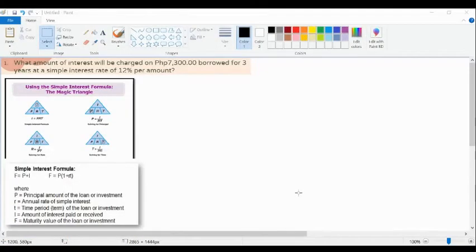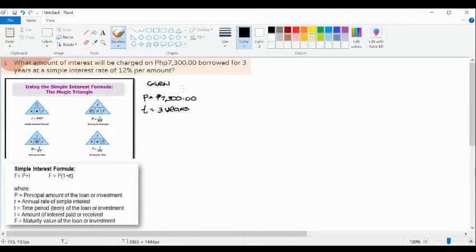First example, what amount of interest will be charged on 7,300 pesos borrowed for 3 years at a simple interest rate of 12% per annum? So on your left side, these are the formulas that we are going to choose from, okay? So let's identify what are the givens. So we have a principal amount of 7,300 pesos. We also have the time, which is 3 years.